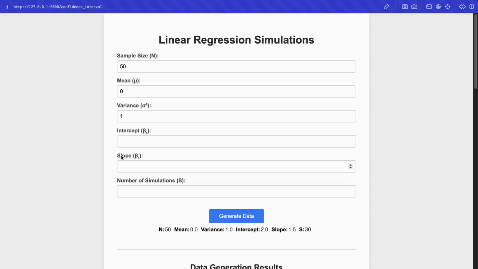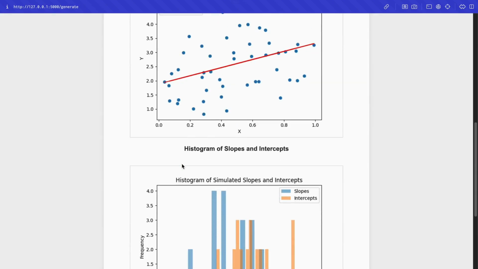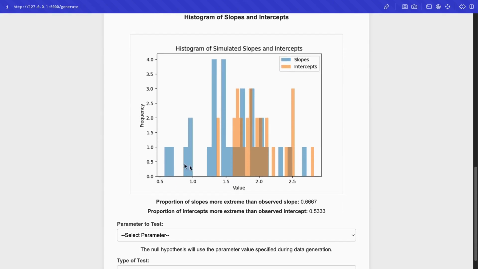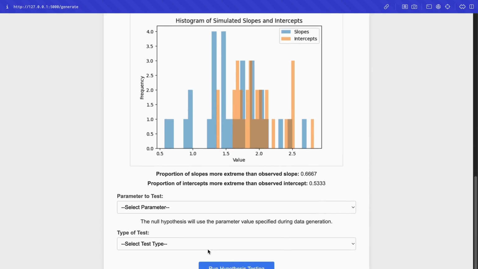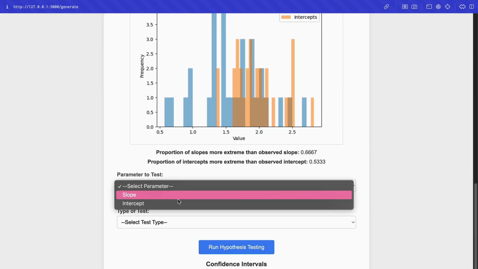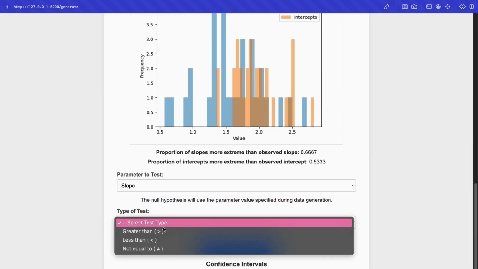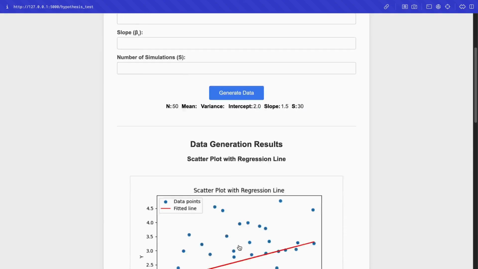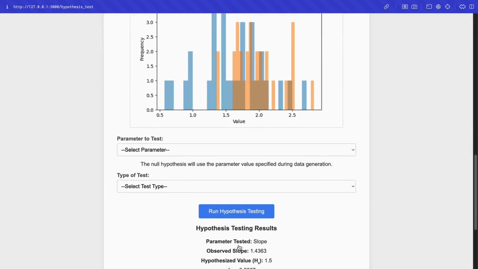In this example, we are going to test on a small data set with a moderate slope and variance to generate a typical p-value and confidence level. This high p-value suggests weak evidence against the null hypothesis, indicating that the observed slope and intercept could reasonably be expected if the true slope were 1.5.